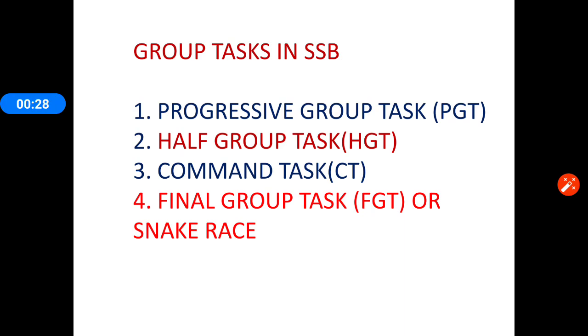One is the progressive group task, half group task, command task, and final group task. Now the first three are of the same category, same types, and the last one is slightly different. The last one is actually more of a fun, but it is a chance for borderline cases.